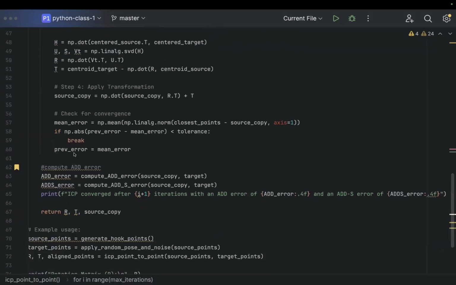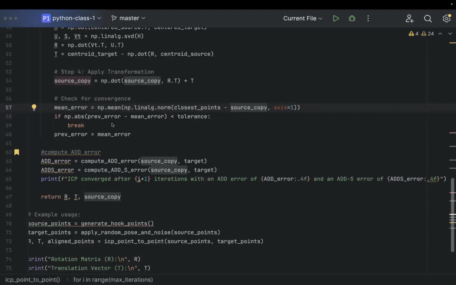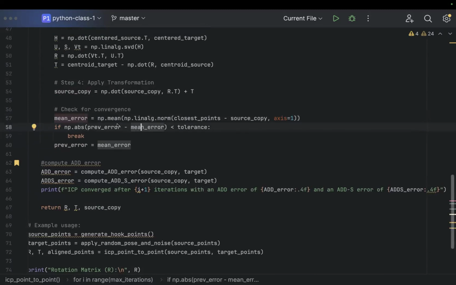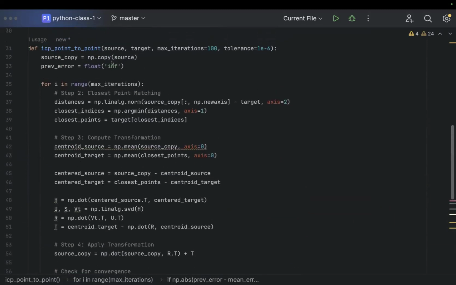And what we do here is we check for convergence. Once we apply the transformation, we look at how far it is from where we came from. And we look if the previous error is almost the same as the current error, not moving anywhere near, so I can stop. Or otherwise, I stop when I completed 100 iterations.